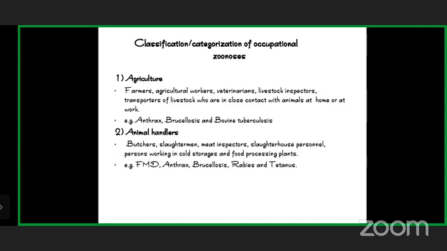With the second classification, there come the animal handlers. Under this particular section are butchers, slaughtermen, the people who are involved in slaughterhouses, where sheep and goat or cattle or buffalo are slaughtered.